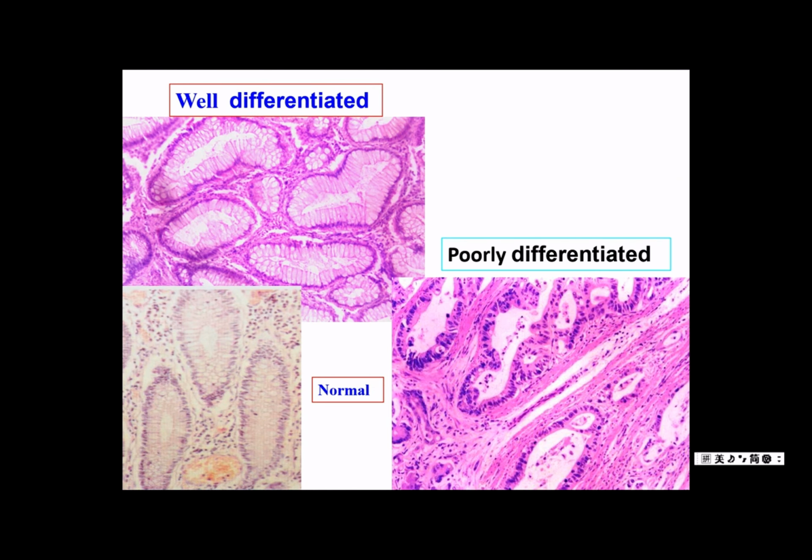Now let's see this picture. There are three pictures. This is the normal gland, one layer, one lumen. This is the well differentiated tumor tissue. This tumor tissue is similar to the normal, and this is the poorly differentiated tissue. We can find the neoplastic tissue is different from the normal. So this is well differentiated, very similar. This is poorly differentiated. They are different.